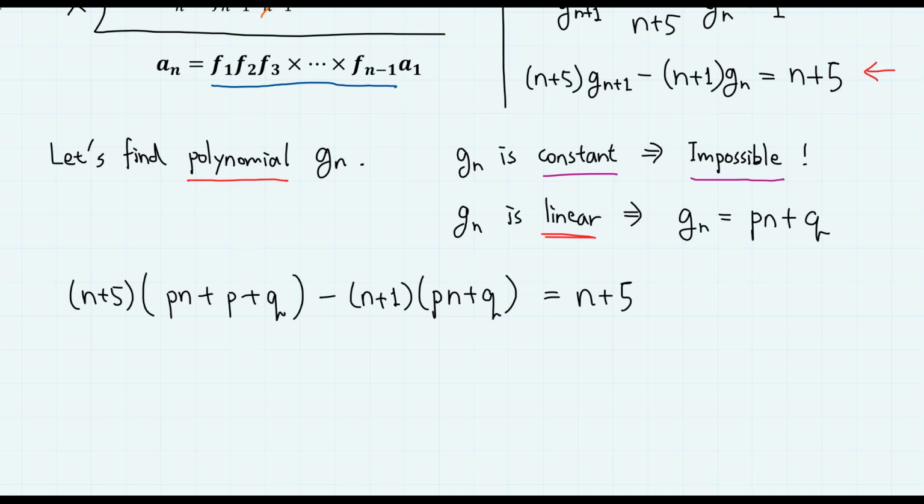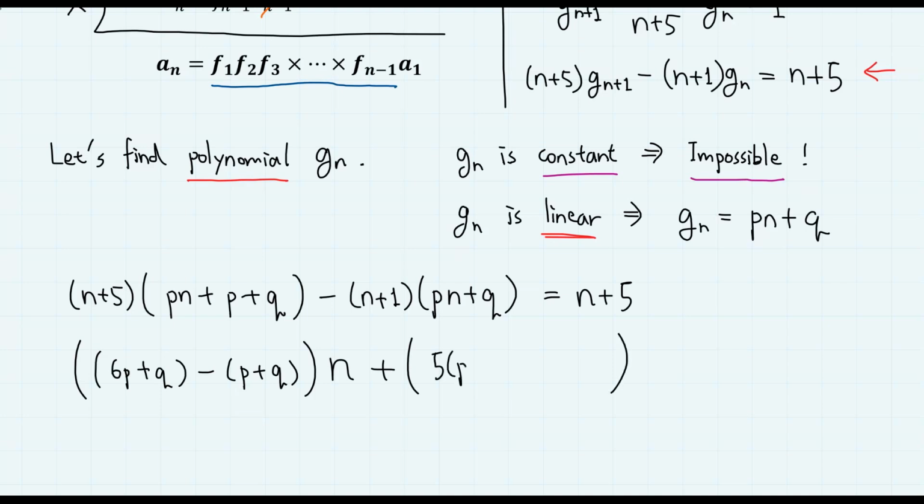If we expand the left-hand side and rearrange, you can easily notice that n squared terms get cancelled out, so the highest degree term is n, and the coefficients are 6p plus q from the first term, and p plus q from the second term. And as for the constant term, we have 5 times p plus q from the first term, and just minus q from the second term. So this equals n plus 5.